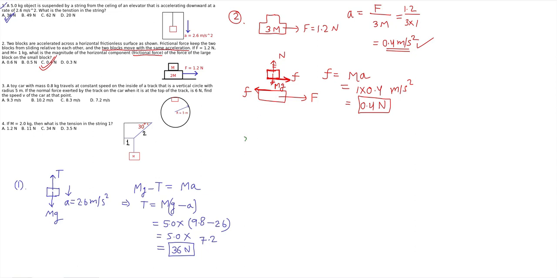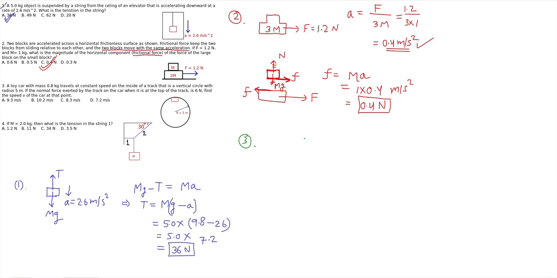Now let's come to the third question. So the third question says: a toy car with mass 0.8 kg travels at constant speed on the inside of a track that is a vertical circle with radius 5 meter. If the normal force exerted by the track on the car when it is at the top of the track is 6 Newton, find the speed v of the car at that point.